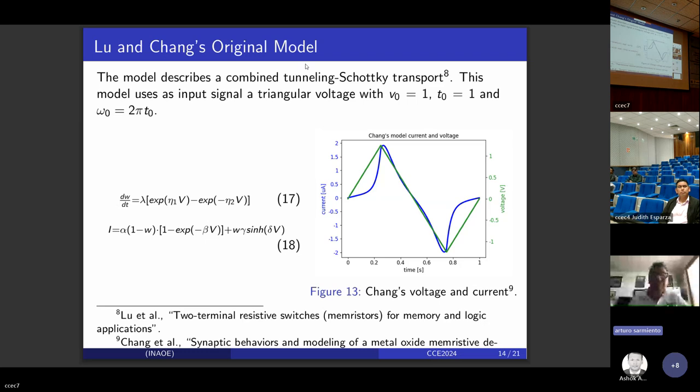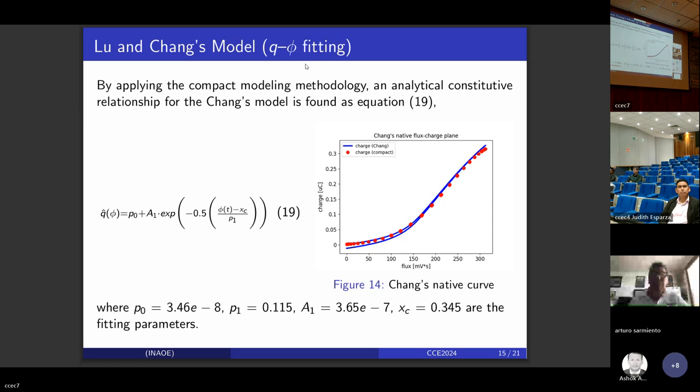Okay, the next, please. In this form, we obtain through curve fitting equation 19, which incorporates an exponential. From this exponential, we have to go back to the original expression as a function of voltage and current, and we go to the next slide, please.